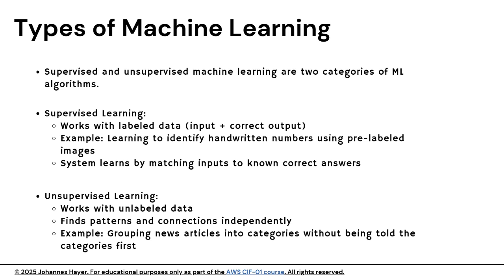The key difference is that supervised learning requires labeled data, so it needs examples where we know the correct answer, while unsupervised learning can work with raw, unlabeled data and find patterns independently. And both approaches have unique strengths and are used for different types of problems in artificial intelligence.